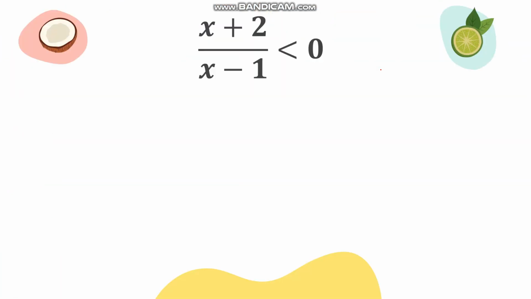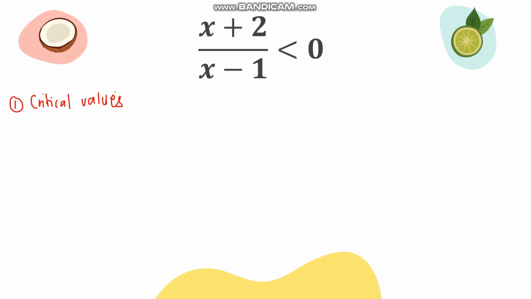Now, how do we solve rational inequalities? In solving rational inequalities, first we have to identify the critical values. After that, we will create a table of signs. Then from there, we can identify the solutions. So our solutions are given by intervals. Let's say we have this rational inequality: x plus 2 over x minus 1 less than 0. So first thing that you have to identify are the critical values.